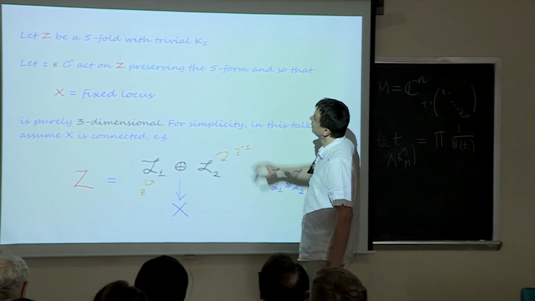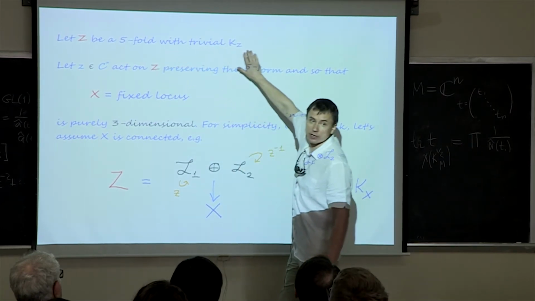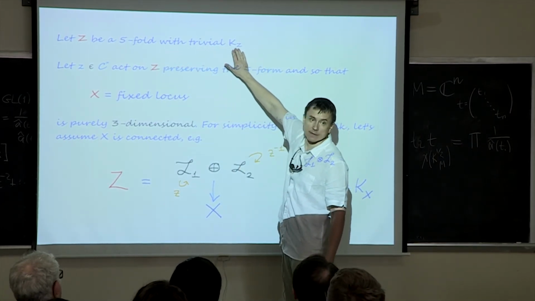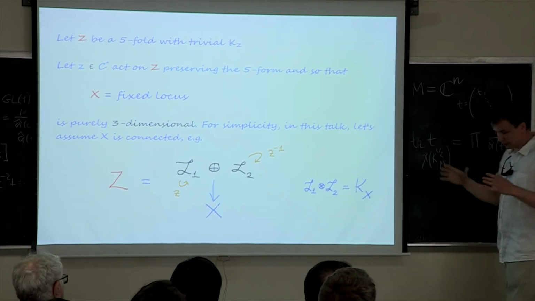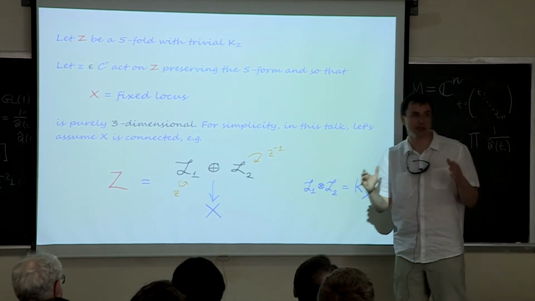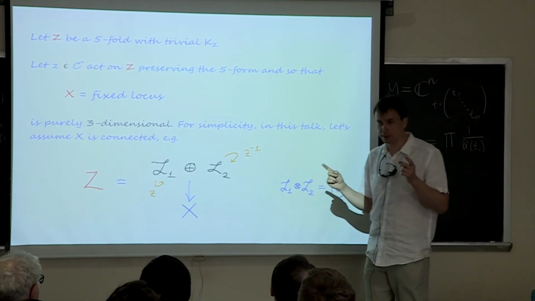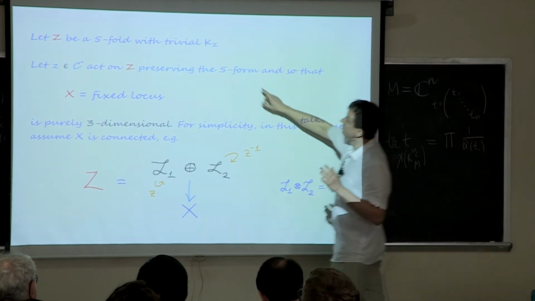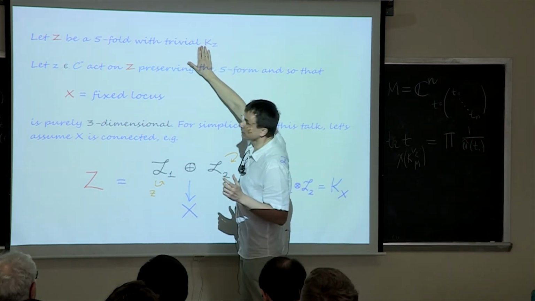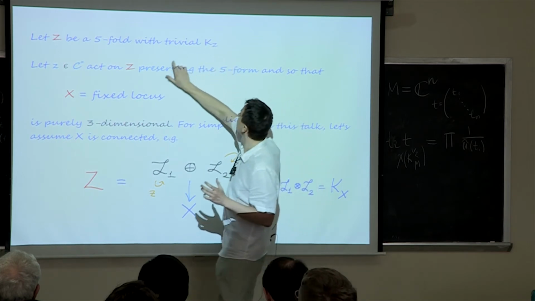So let's start abstractly. We want a five-fold with a trivial canonical bundle. That is to say that, remember in that five-dimensional computation, the product of the t's was 1. So the determinant in 5 dimensions was trivial. So with a trivial canonical bundle, whatever group action we have is going to be equivariantly trivial.